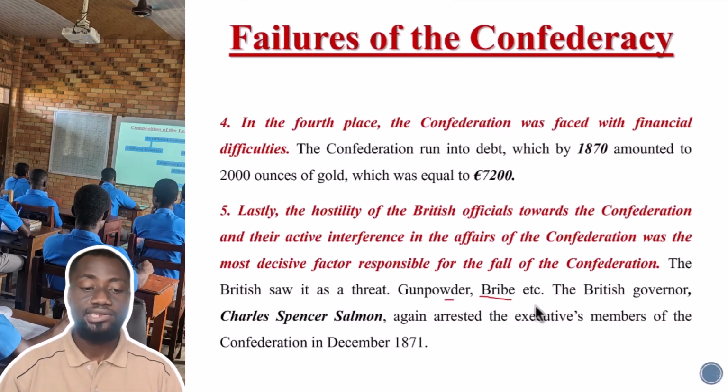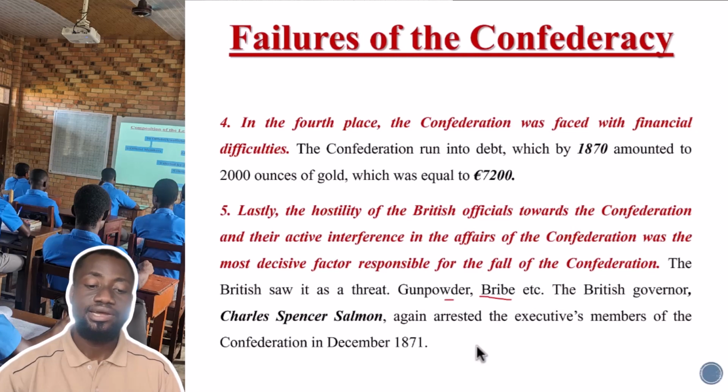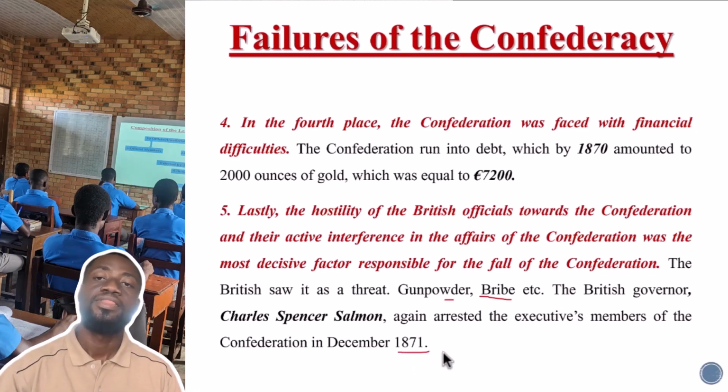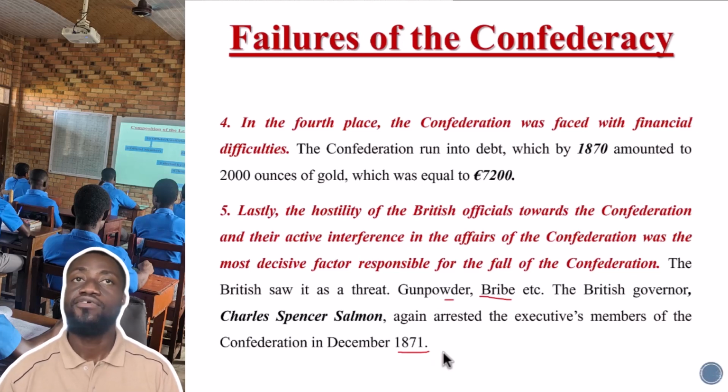Now, the British governor, Charles Spencer Salmon, also arrested the executives of the Confederation in December 1871, and that also crippled the viability of the Confederation.